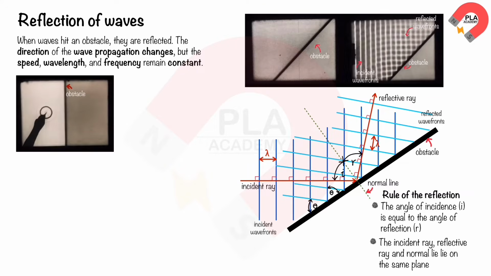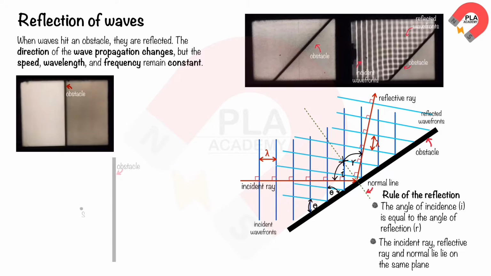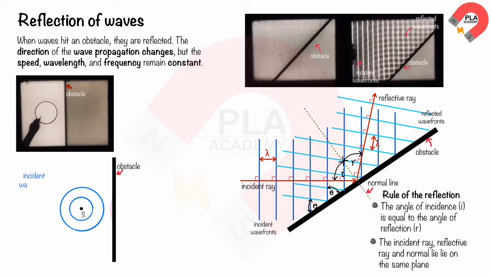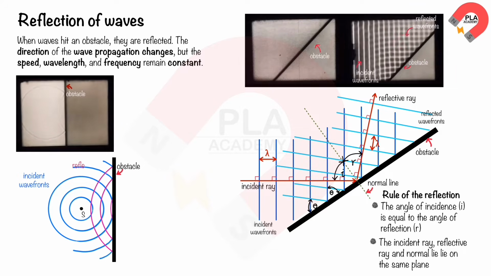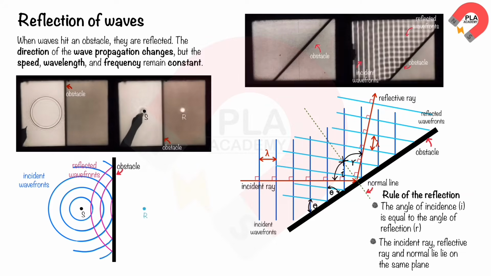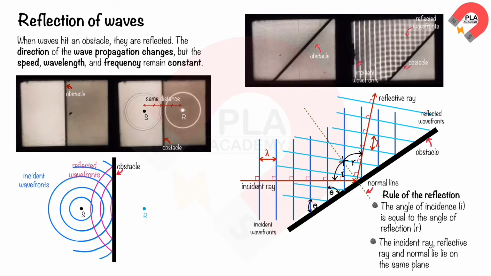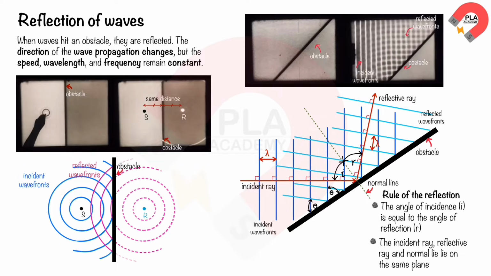Circular wavefronts can be reflected at a flat obstacle, as shown. The circular wavefronts are created from source, S. They reflect at the flat obstacle. The image of the source, R, is created behind the obstacle, from which the reflected waves appear to come.